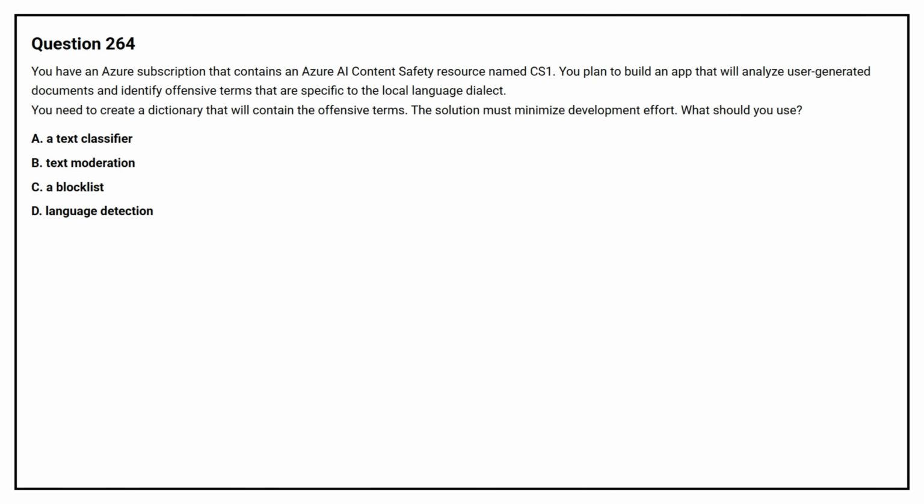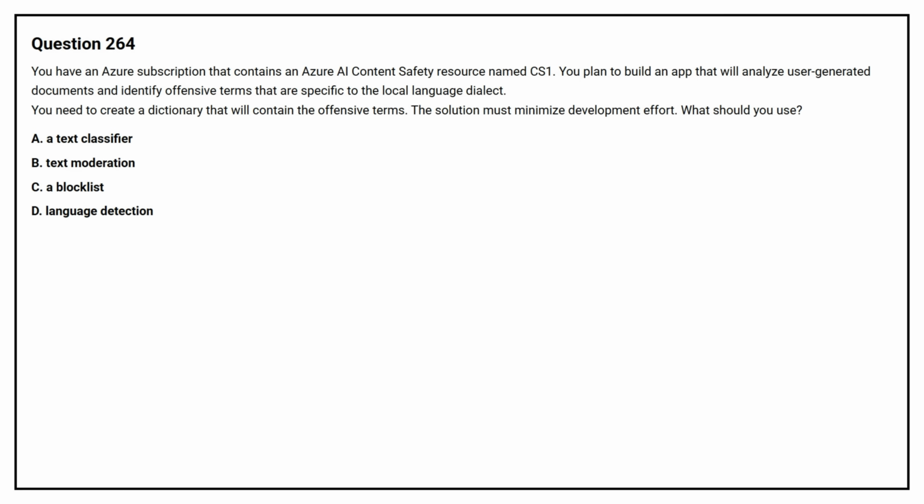Question number 264. You have an Azure subscription that contains an Azure AI Content Safety resource named CS1. You plan to build an app that will analyze user-generated documents and identify offensive terms that are specific to the local language dialect. You need to create a dictionary that will contain the offensive terms. The solution must minimize development effort. What should you use?